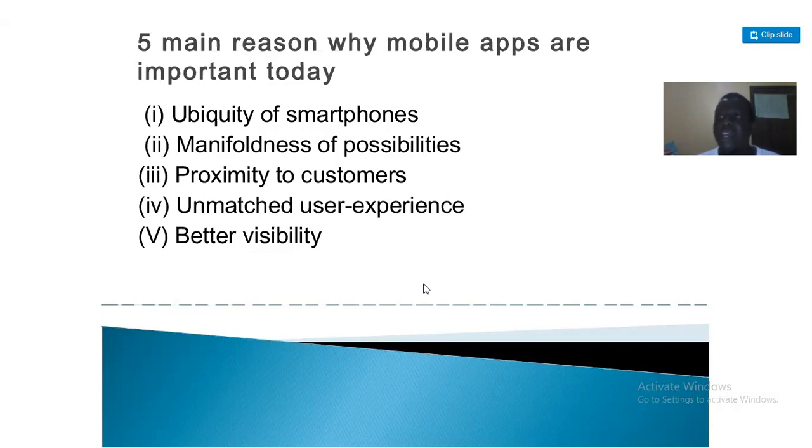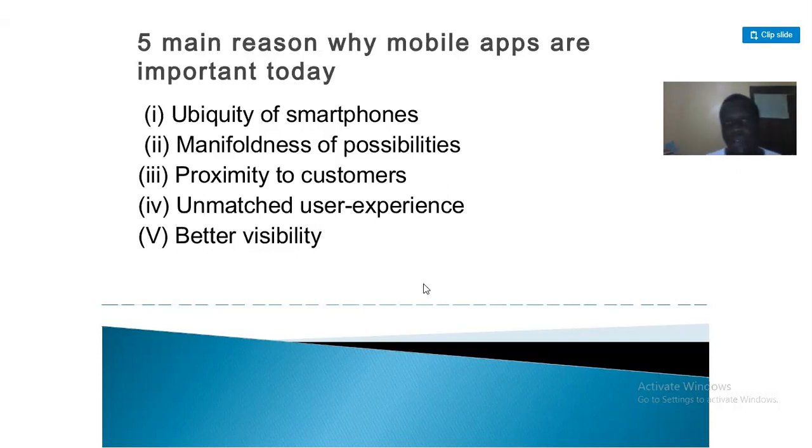Manifoldness of possibilities means that with your mobile phone, you have unlimited possibilities. You feel you can take over the world. You can chat, you can sell, you can buy. With a mobile phone, it is very big. It has a lot of possibilities. You can chat, you can call, you can transact online. You can connect to your bank account or your M-Pesa account. You can do business online. You can receive money. You can even have your own application to learn.